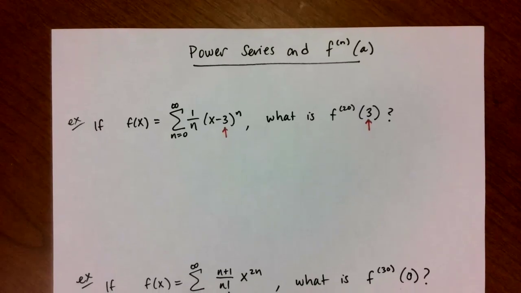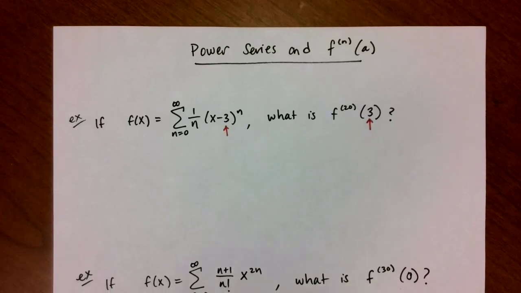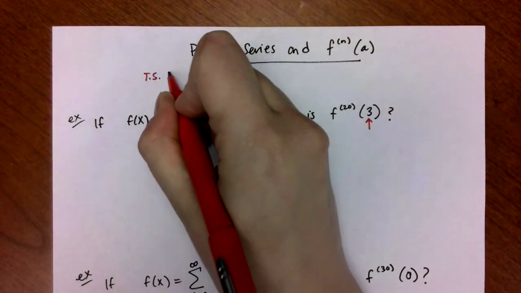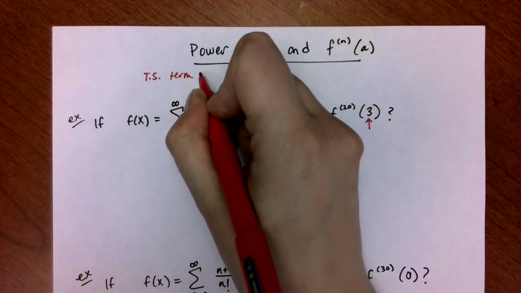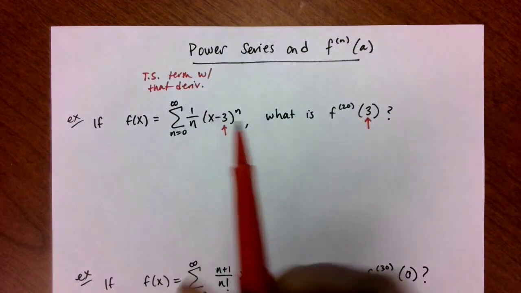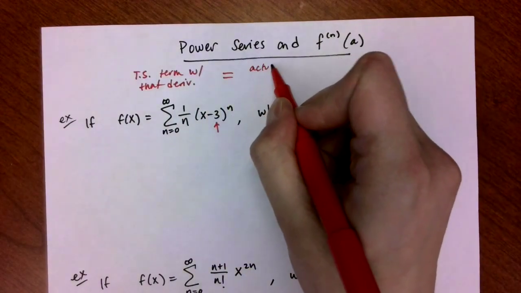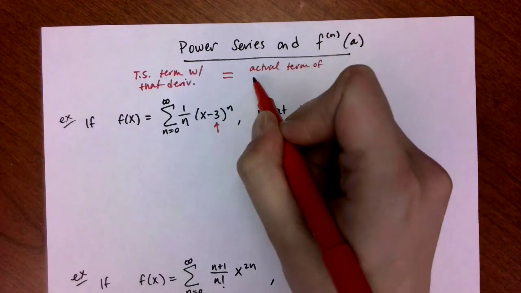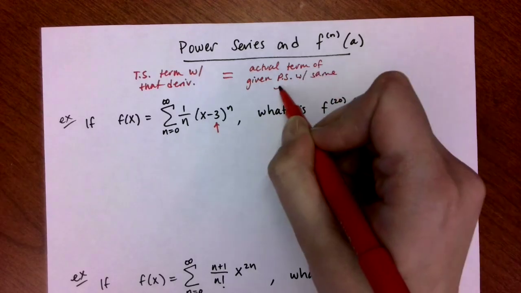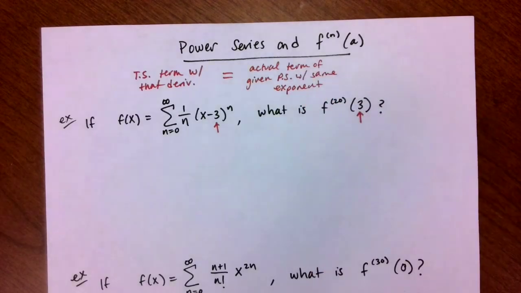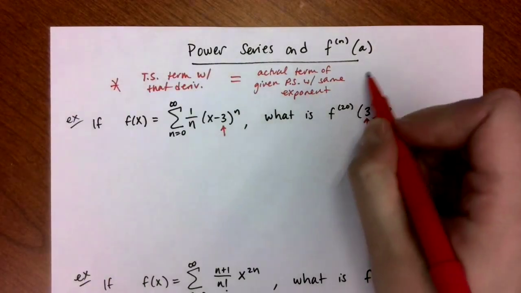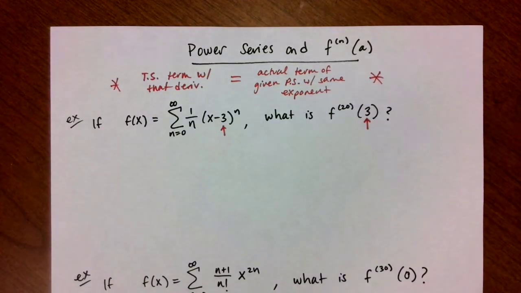And they all have kind of the same strategy for answering the question. So what we'll do is set the Taylor series term with that derivative in it equal to the actual term of the given power series with the same exponent. Okay, so I need to explain what I mean by those directions, but this is going to be the key to answering all three of these.